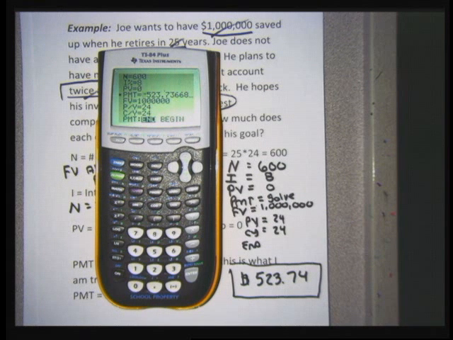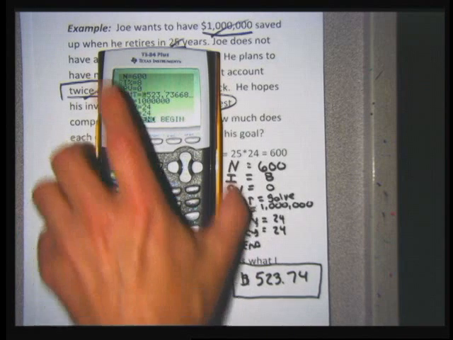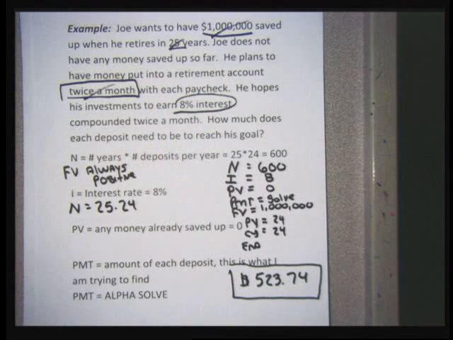The signs are only important so the calculator can get the right answer. I'm never going to tell somebody you have to deposit negative $523.74 every 2 weeks with your paycheck, which is a little over $1,000 a month, about $12,000 a year. So putting $12,000 a year approximately away for 25 years and getting 8% interest, you can end up with $1 million. That's reasonable. 8% interest over 25 years is probably a fine interest rate to estimate.